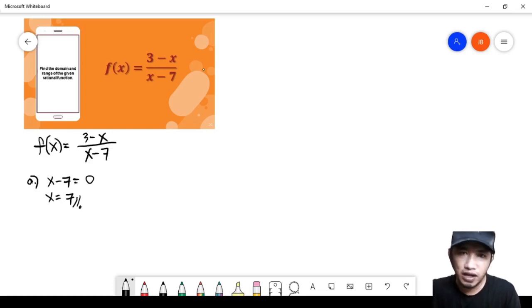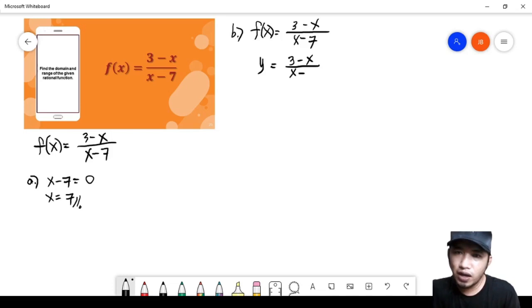So sa range naman, letter B, range. Okay, first step, copy the function f of x is equal to 3 minus x all over x minus 7. And then, change f of x to y. Is equal to, copy, 3 minus x all over x minus 7. Next, interchange y and x. Y becomes x, and then x becomes y. Okay? Y minus 7. Okay?